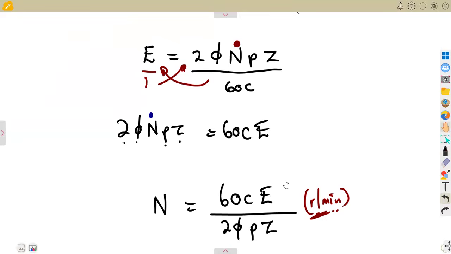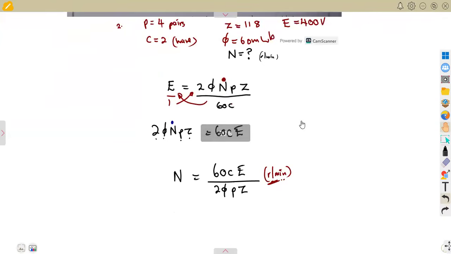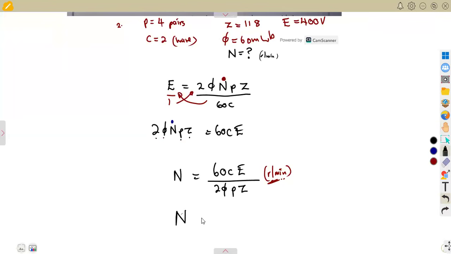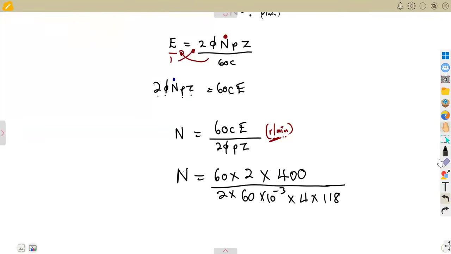So it is just substituting the values that you are already given. In this case, we've got our values, the pair poles, and so on. So our speed is 60 times C, which for a wave is 2, then E, which is the generated EMF, that is 400. Then we divide by 2 times the flux, that is 60 times 10 to the exponent of -3, the pair poles, they are 4, then the number of conductors is 118. So this is how it can be.